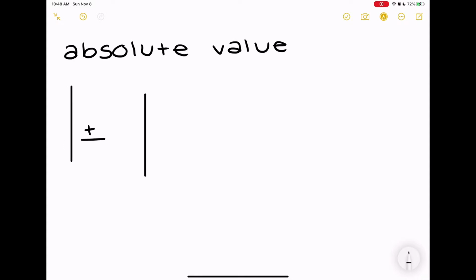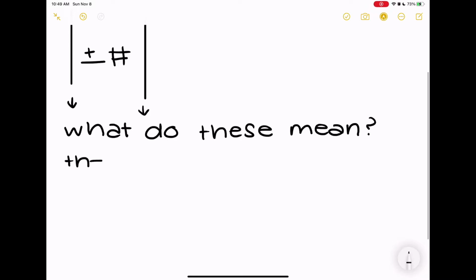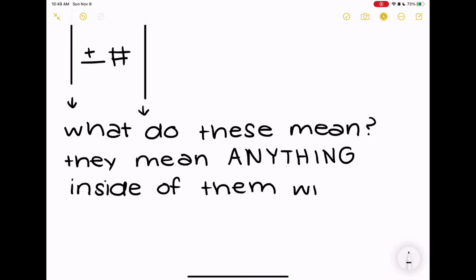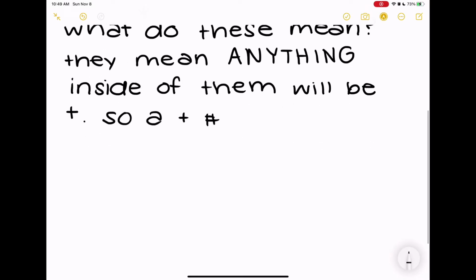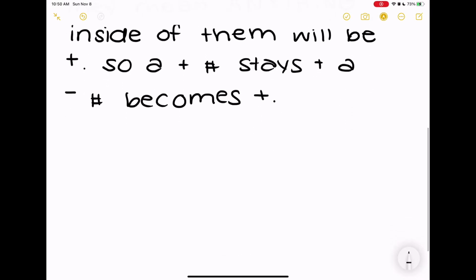So what is absolute value? You can see it when there are these two bars beside a positive or negative number. But what does this mean? Well, this means anything inside of them will become a positive number. So a positive number will stay a positive number, but a negative number will become a positive number. It basically converts the sign of the number inside of it to a positive.